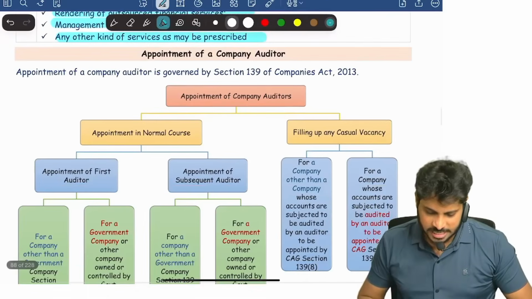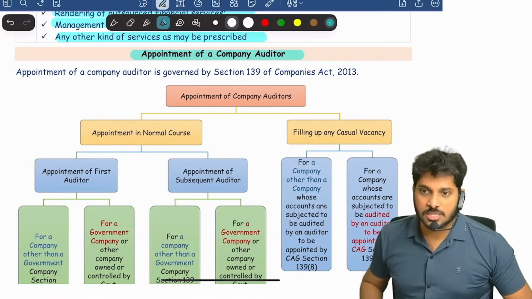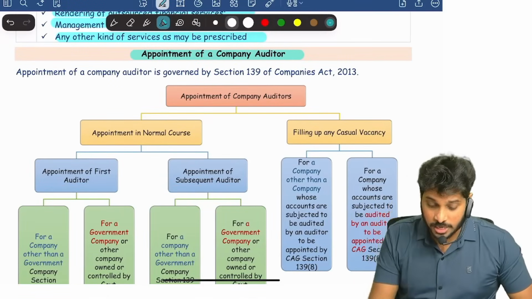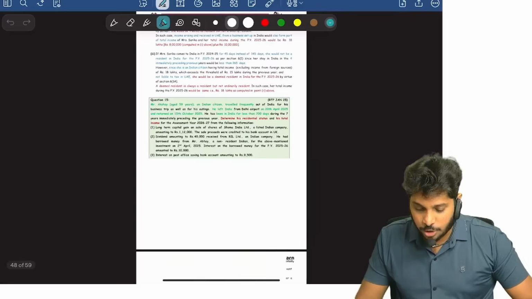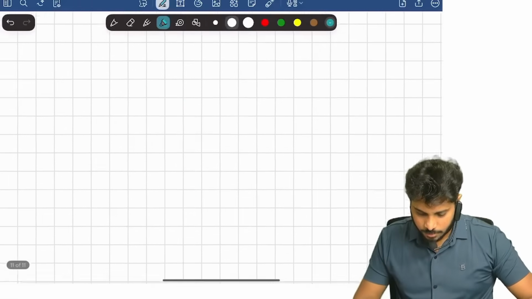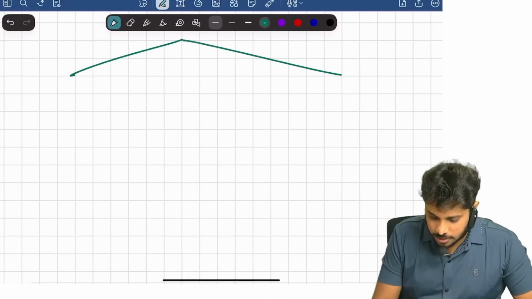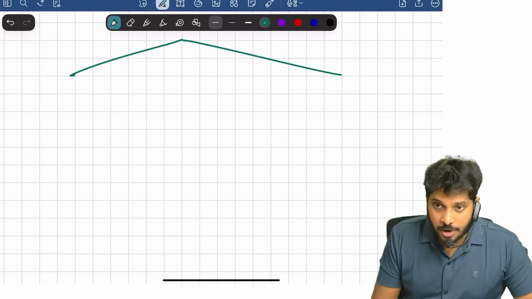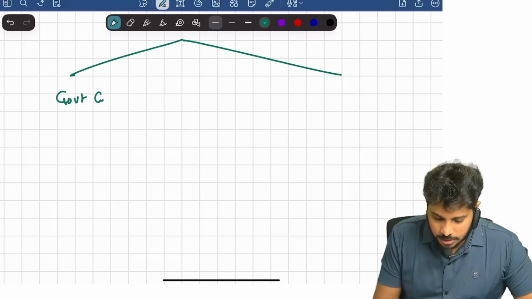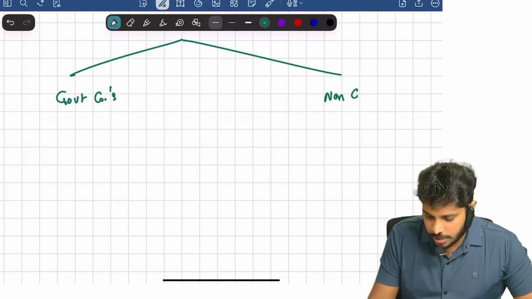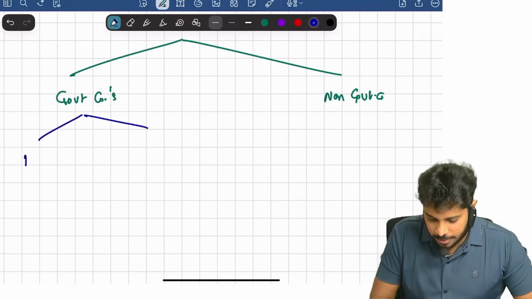Clear? Next. Now, what is the procedure for appointment of company auditor? I hope until now you're clear. Now you look at it. Here the appointment of auditor is discussed in 2 parts: government companies and non-government companies. Again, the appointment is discussed in 2 parts.